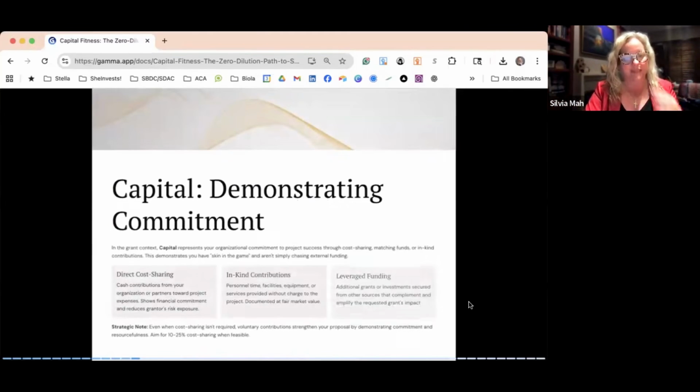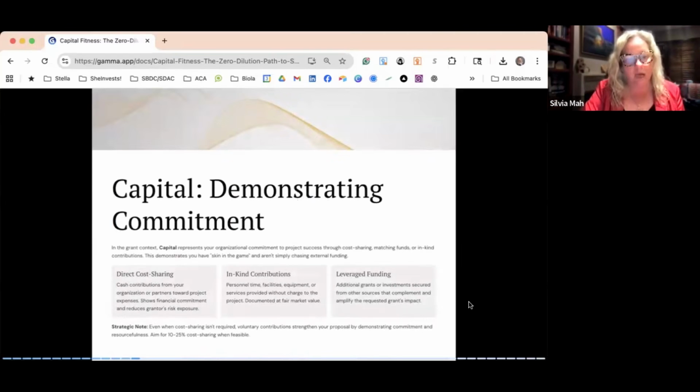Next up is capital, demonstrating commitment. There's direct cost sharing that we've already talked about, in-kind contributions, and then leveraging funding. So have you amplified any kind of ways to do any of these, right? You've connected with people, you've asked for cost sharing, all of the things that show you have skin in the game. What is the founder's commitment of capital, right?